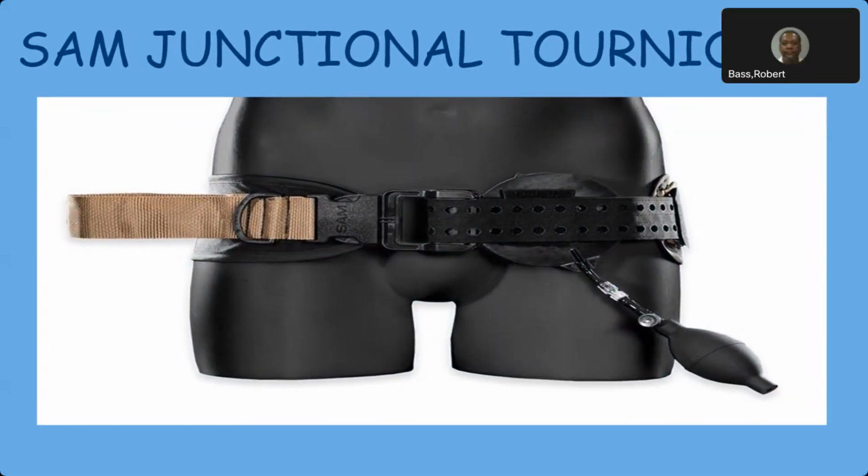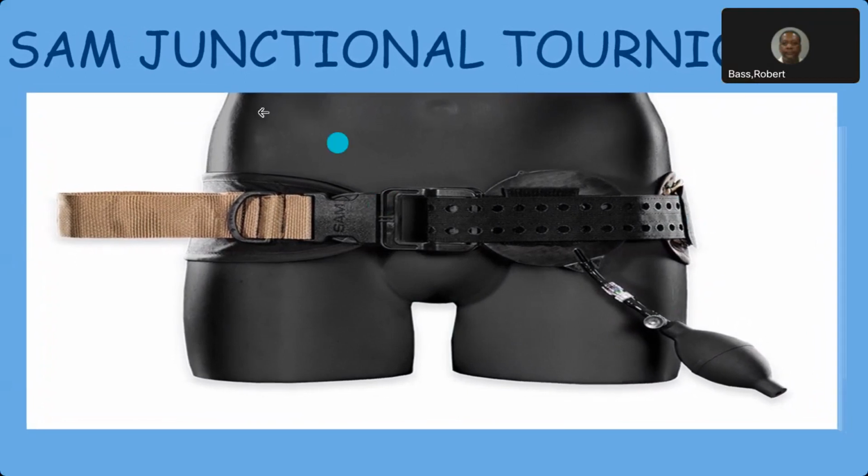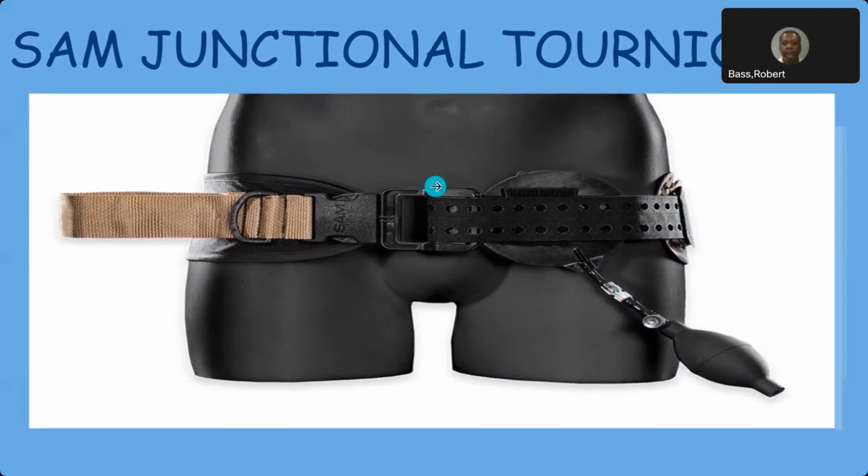The first is going to be your SAM junctional tourniquet. This particular tourniquet is designed to control bleeding. It can be used in the axilla area and also the groin area, and it can also be used to secure a pelvic fracture as well.